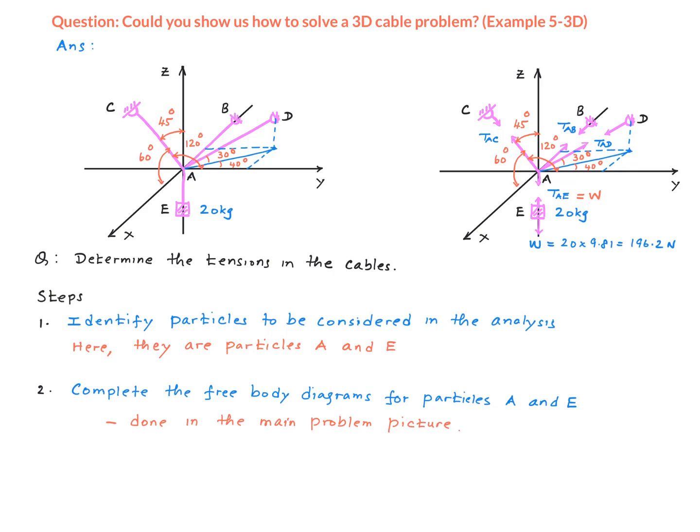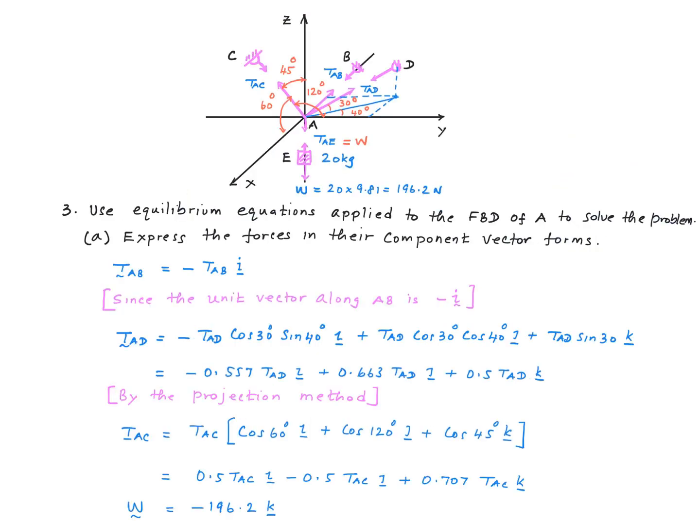So in the next slide, I will only consider the free body diagram of particle A. And of course, we're going to assume that tension TAE is exactly equal to W. At this point, we are ready to apply the equilibrium equations to the free body diagram of particle A in order to solve for the unknown tensions TAB, TAC, TAD. The first step here is to express each of the four forces acting on the free body diagram of particle A in their vector form, in their component vector form.